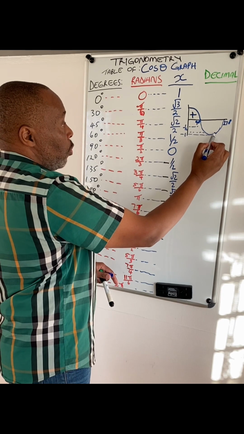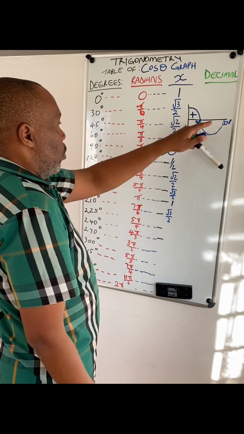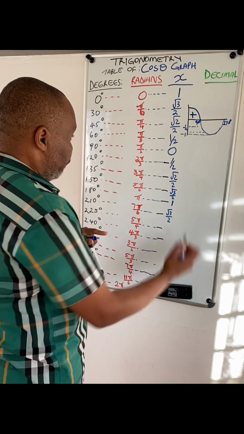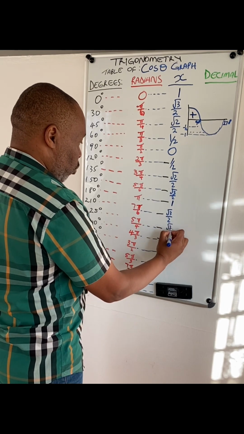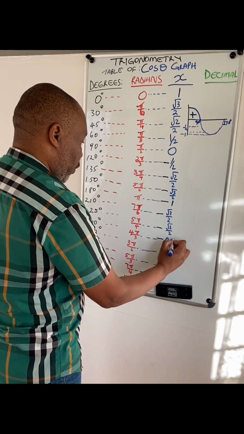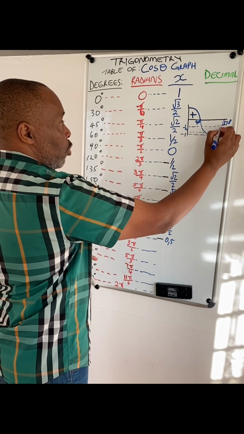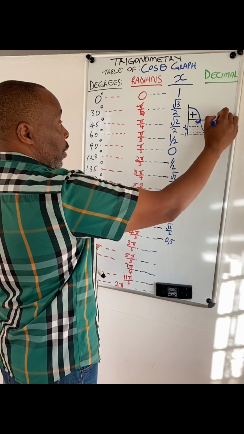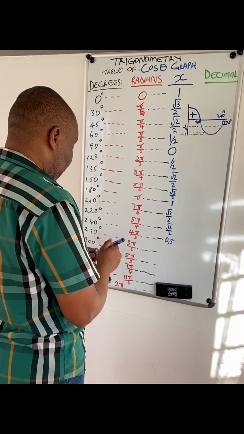0.866. It's here. So it starts going up. But it's still below the positive x-axis, which makes it negative on the y-axis, right? -√3/2, -√2/2 and -0.5. So at -0.5 it is here, at 240 degrees. Here it tells you -0.5, it's 240 degrees. It speaks on its own. It tells the whole story.